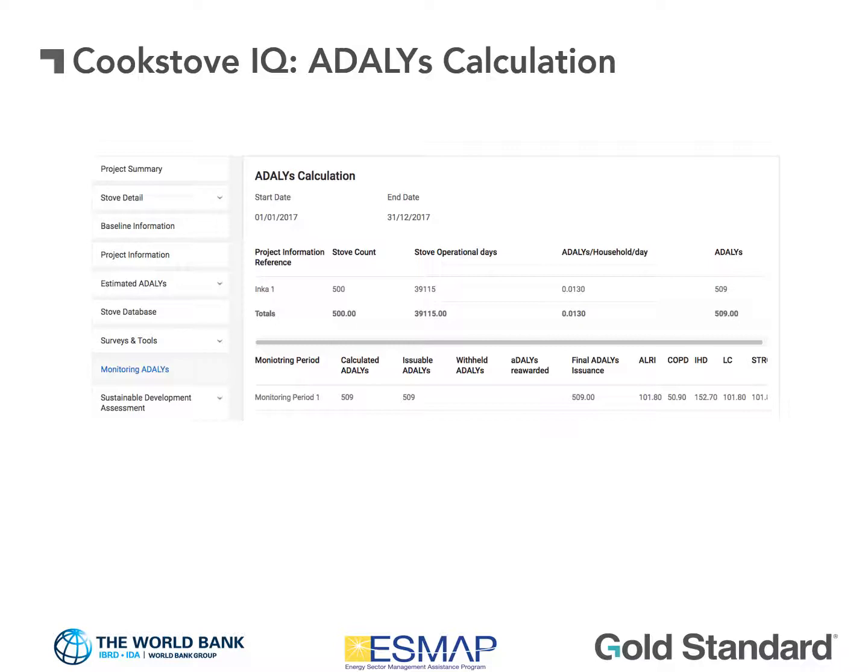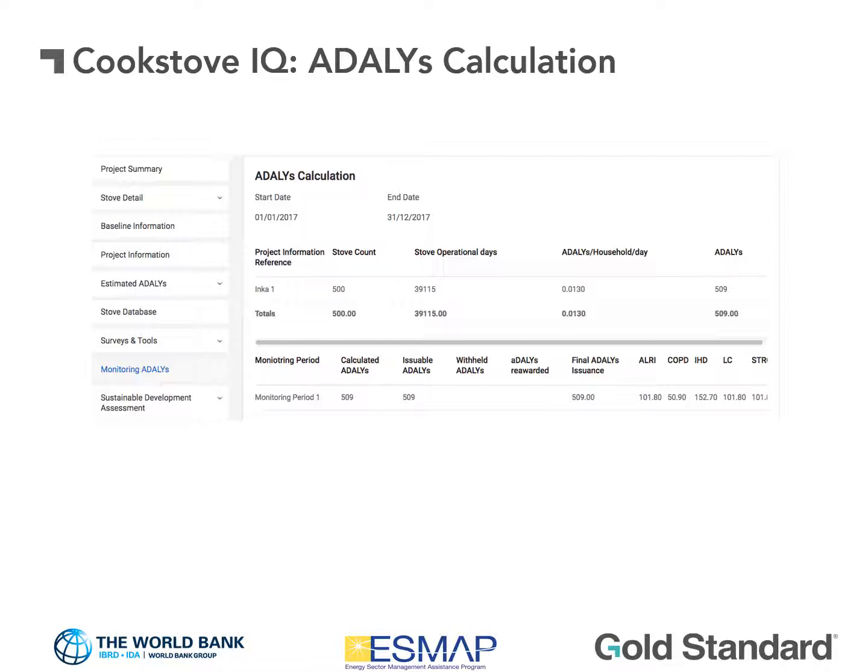The calculations that are automated by IQ have determined that the ADALYs per household per day are set at 0.0130. So very simply, the sum of operational days and the number of ADALYs accrued per household per day are used to calculate the total number of certifiable ADALYs for each project information reference. This is a simple example with only one project information reference, which you can see on screen is called Inca 1.